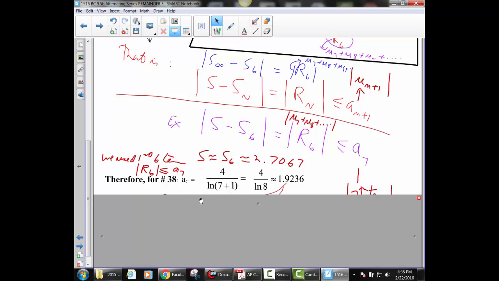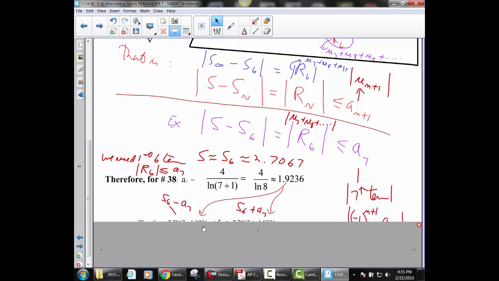Okay, so if you look at something like number 37, it turns out that the seventh term, so if I did this, S is approximately S6, and we use the first 6 terms to evaluate. I'm not showing you that here, but if I took this question and just wrote out the first 6 terms and added them together, I would get this approximation. Now, because I used the first 6 terms, the absolute value of the remainder of those 6 terms is less than or equal to the absolute value of the 7th term, or a7. So what is a7 in number 38?